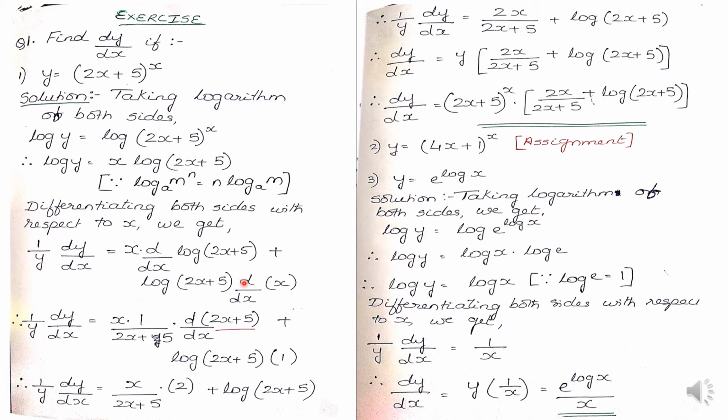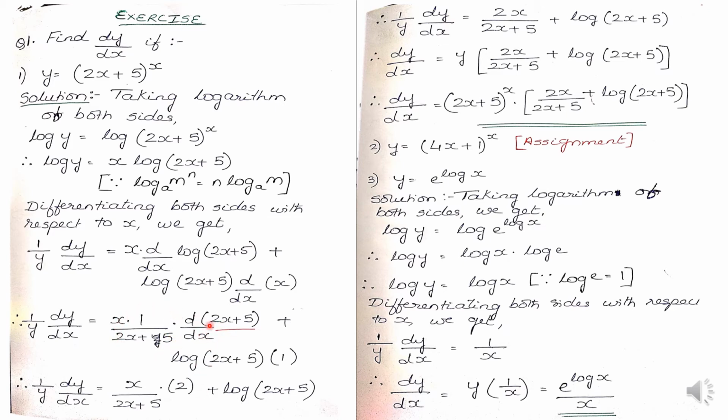Plus, what is the other expression now? The other expression log 2x plus 5 remains the same. But the derivative of x, we know that it is 1. So the answer we get over here is 1 for this particular derivative, that is it. In the next step on the RHS, the first expression is same. This expression remains the same.